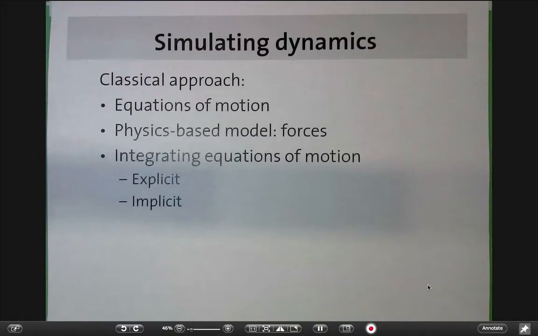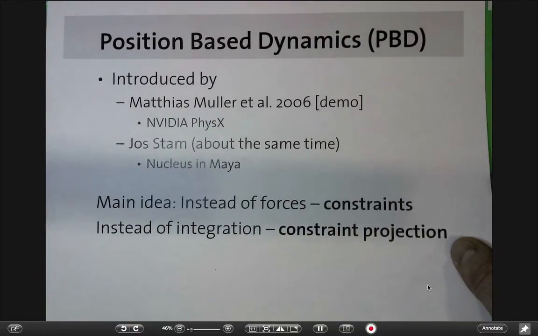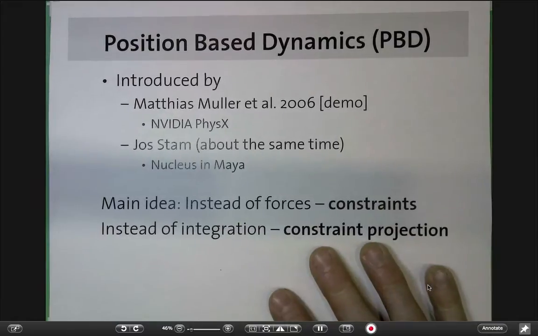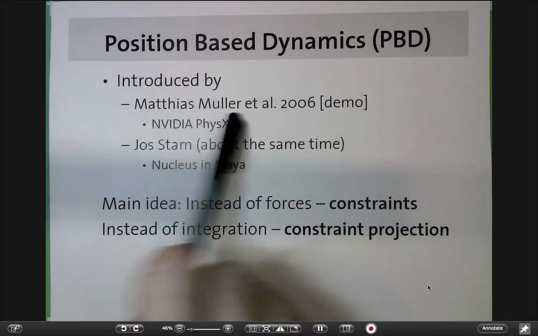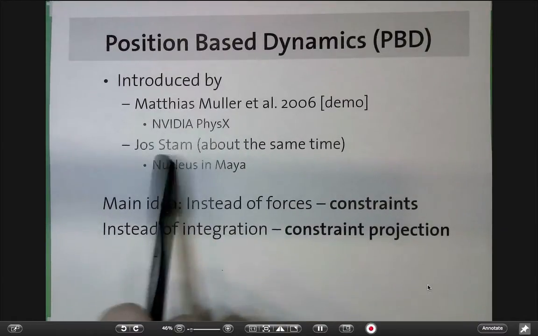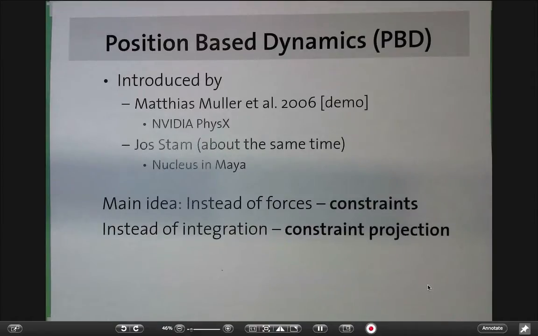Position-based dynamics is interesting. Basically, it rejects or almost rejects this traditional view of simulating dynamics, and instead introduces a new way of looking at it. Essentially, you could even say it departs from Newton's laws of motion. It's sort of conceptual. Well, as I said, there were these two key papers, Matthias Müller and Jos Stam. I think they both had the same idea at about the same time.